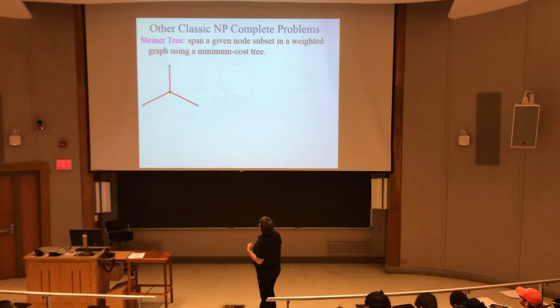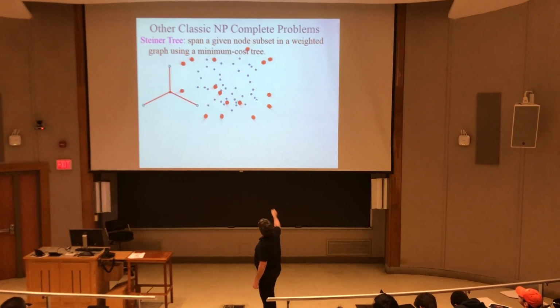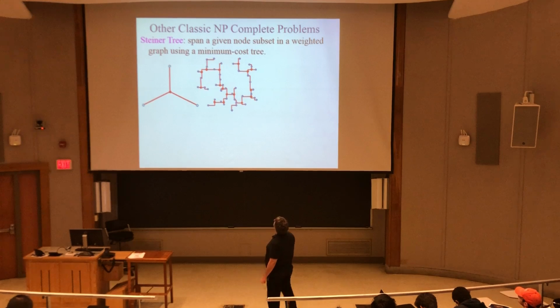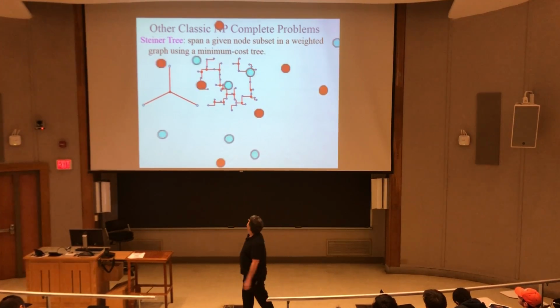So the question is, if I give you these blue points, it's not at all clear where to put these red nodes. But here I'm showing you a good place to put the red nodes so that the overall tree is minimized in length. And that's the hard part, where to put the extra nodes. These are called the Steiner nodes, the extra nodes that you add.